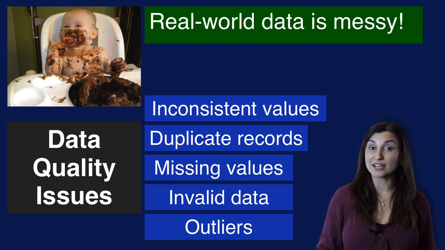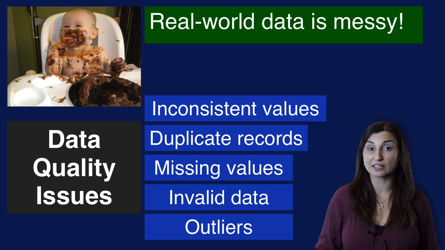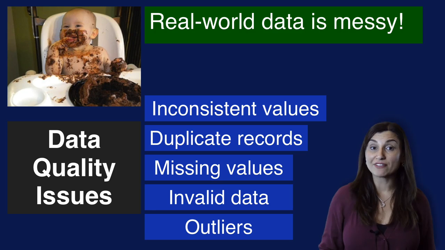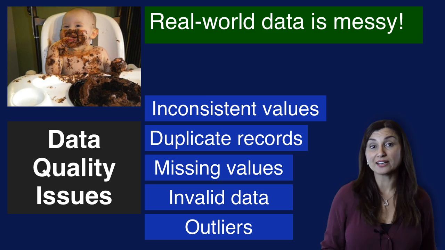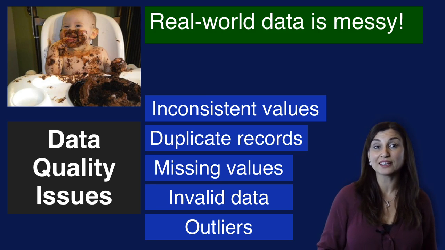Since we get the data downstream, we usually have little control over how the data is collected. Preventing data quality problems as the data is being collected is not often an option. So we have the data that we get, and we have to address quality issues by detecting and correcting them.